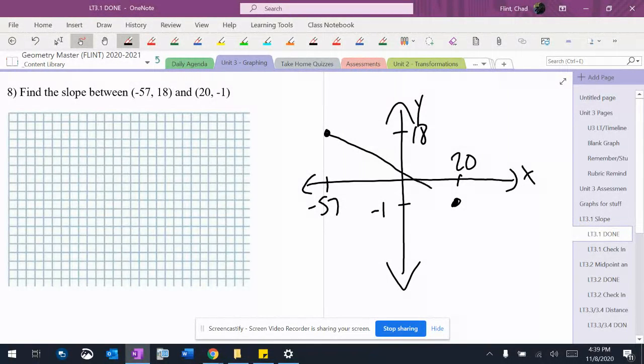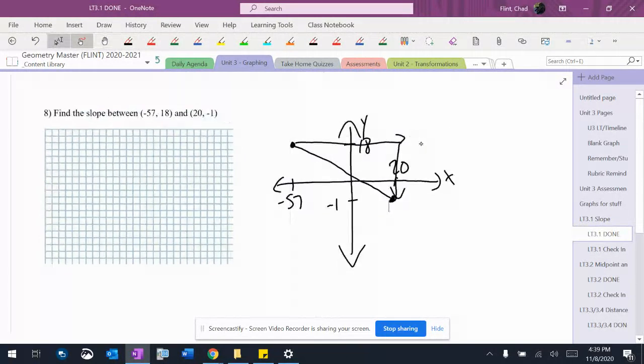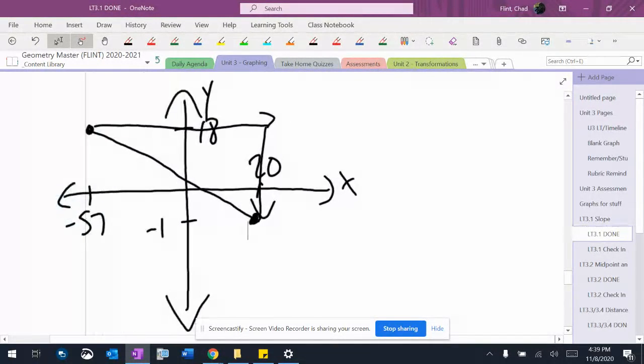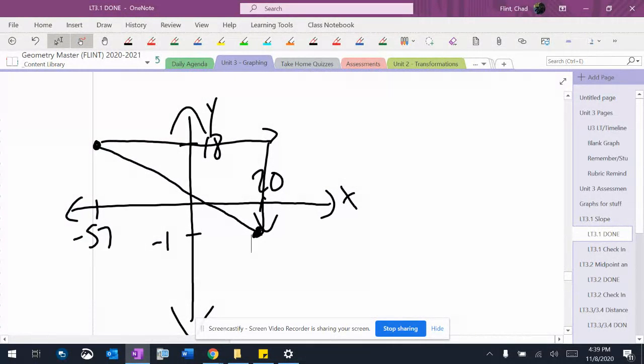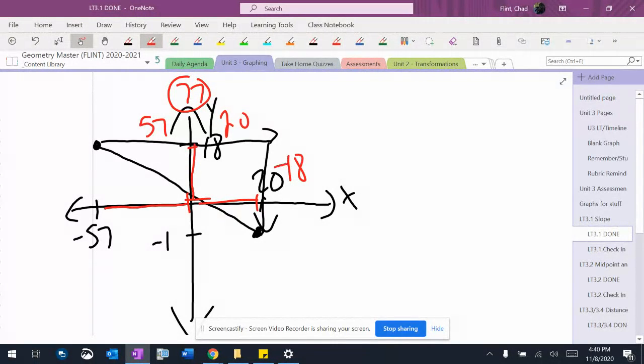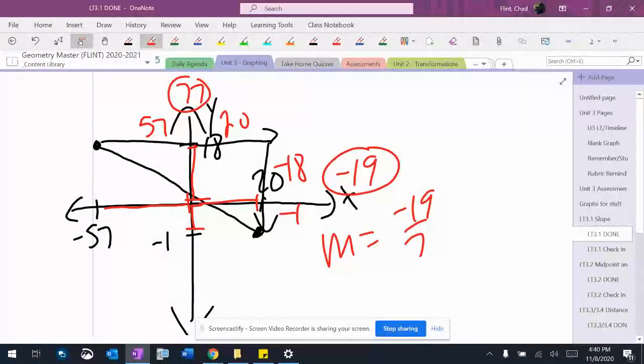And then what I would do is draw a little line, and then draw in my slope lines like that. The reason I would do this is because I knew it didn't need to be perfect to find my slope. I could think about it. Well, from here to here is 57, and from here to here is 20, which means that whole thing is 77 to the right, so it's positive. From here to here is 18, and it's negative, and from here to here is negative 1. So that whole thing is negative 19. So my slope for this is negative 19 over 77.